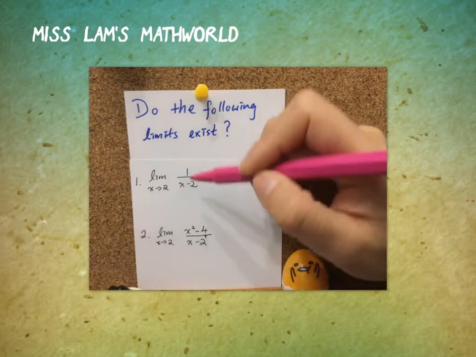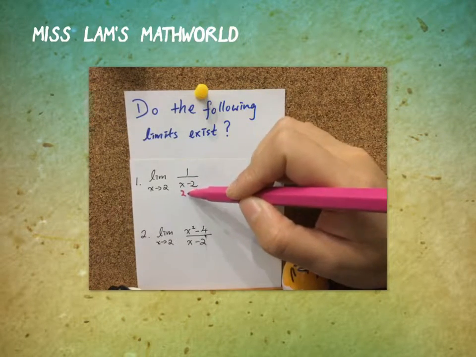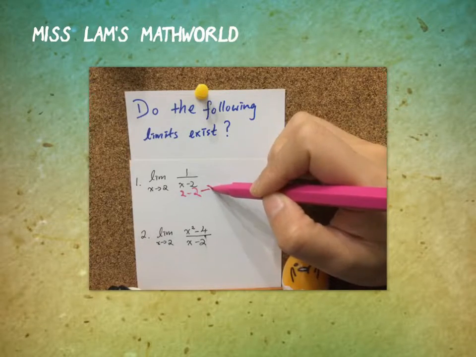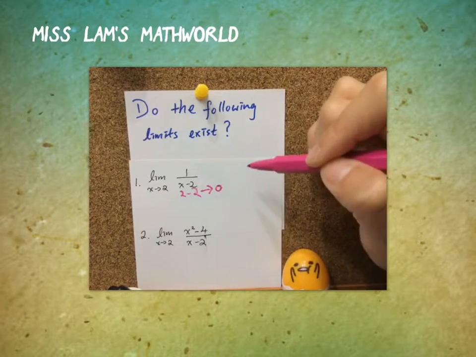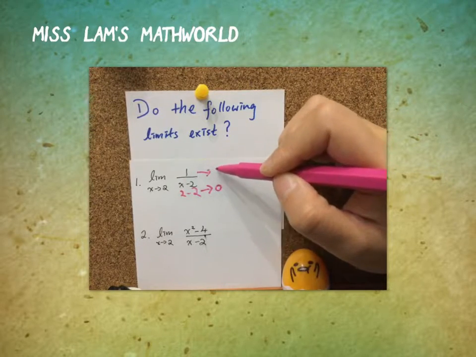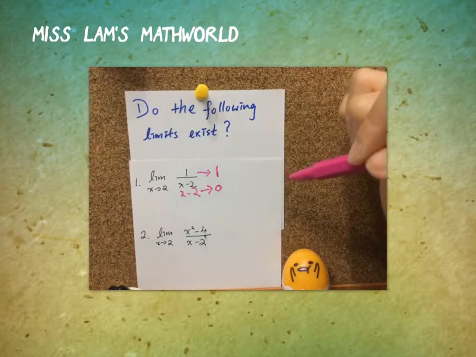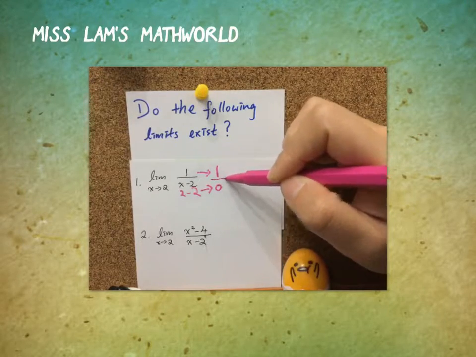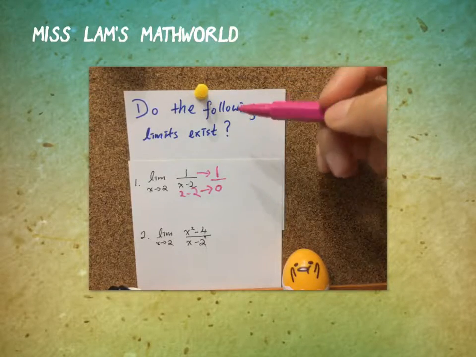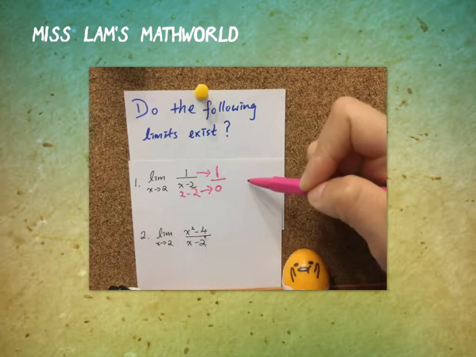Okay, so for question 1, we substitute 2 here. 2 minus 2 will be equal to 0. That means it tends to 0 for the denominator. But for the numerator, 1 is still 1. So that means we have 1 over 0. What does it mean? That means the limit does not exist.